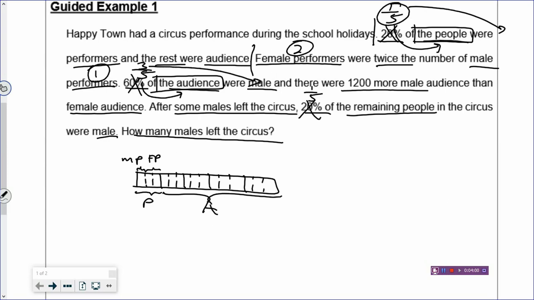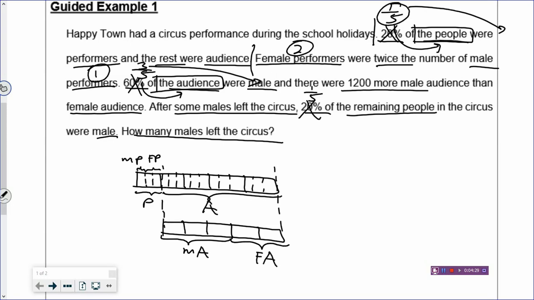Alright, then you look at the model. So the audience are supposed to have 5 boxes, but you look at the model, you can see the audience has many boxes. So how to cut it into 5? You can't. So whatever you cannot cut, you drop down, and now you can cut into 5 boxes. So 1, 2, 3, 4, and 5. And 3 boxes were male audience, and of course the rest must be female audience. Alright? Okay, and then you're up to here already. Now, there were 1,200 more male audience than female audience.